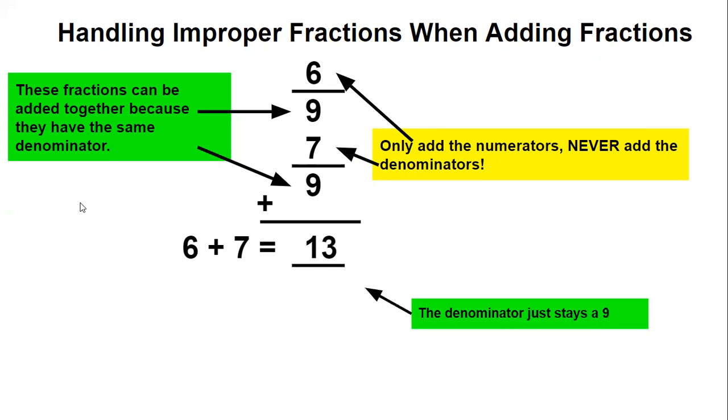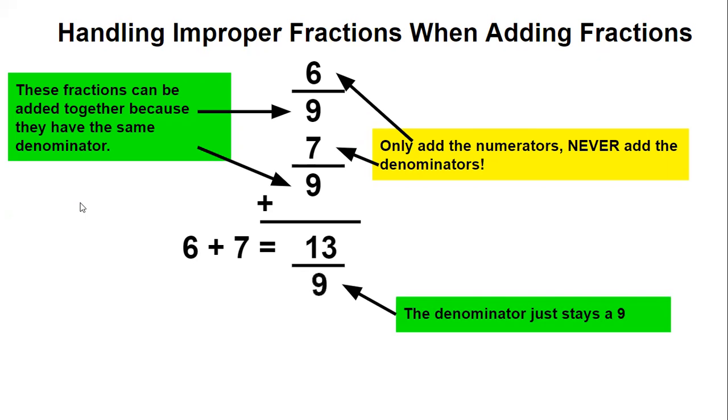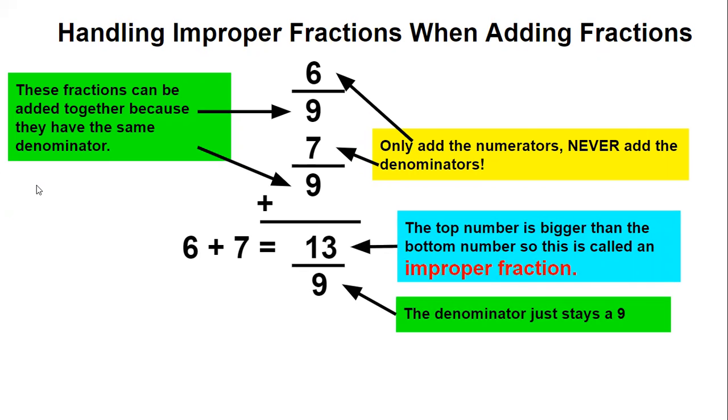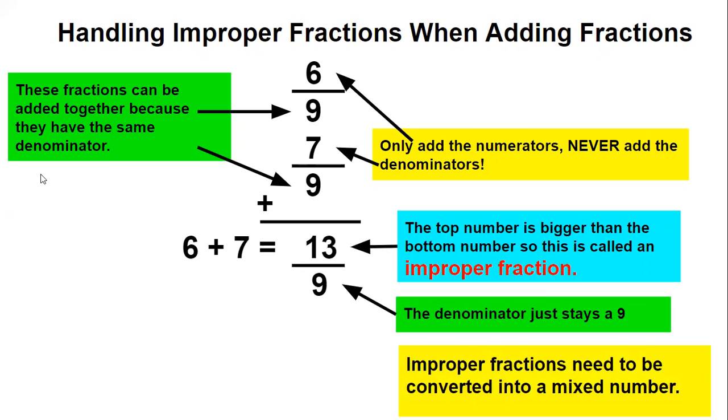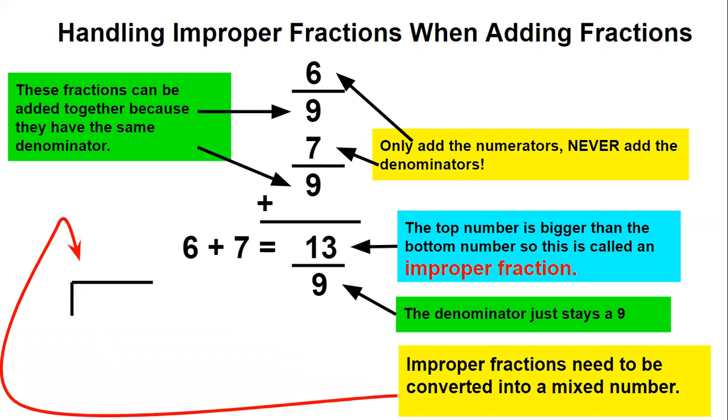What's our bottom number? A 9. Stays the 9. Notice that this is called an improper fraction because the top number is bigger than the bottom number. So we need to convert our improper fraction into a mixed number. So we're going to put our division house here. And 13 is going to go where? On the inside or the outside of the division house? Let's see where it ends up. Where do you think it's going to be?